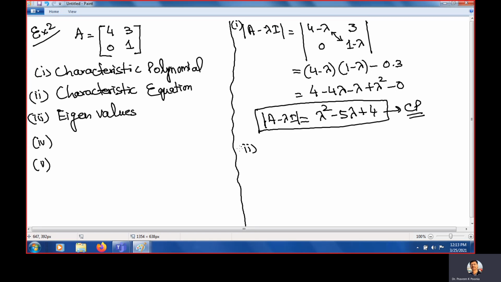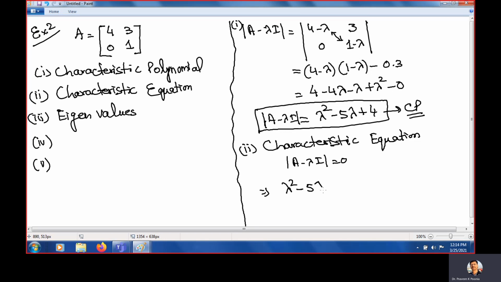Now, the second thing is the characteristic equation. For the characteristic equation, what you need to do is put this determinant of A minus lambda I equal to 0. So what is the characteristic equation? The characteristic equation is lambda power 2 minus 5 lambda plus 4 equals 0. This is the characteristic equation.